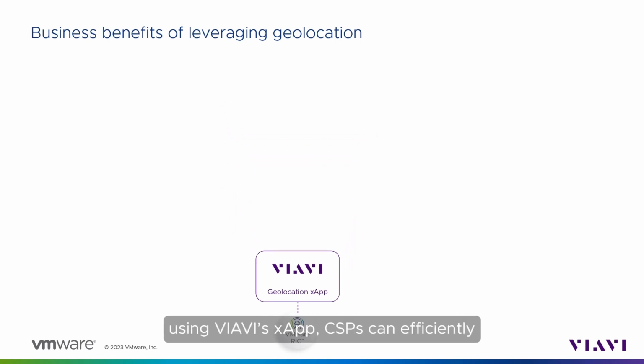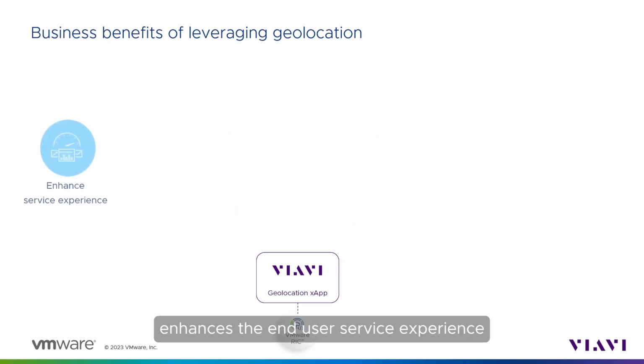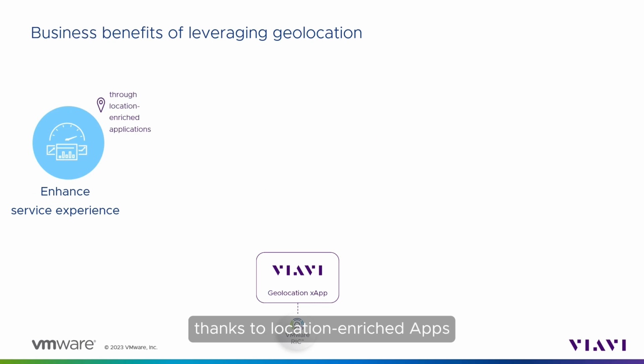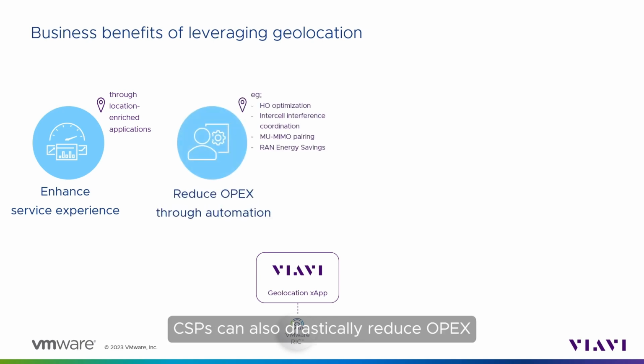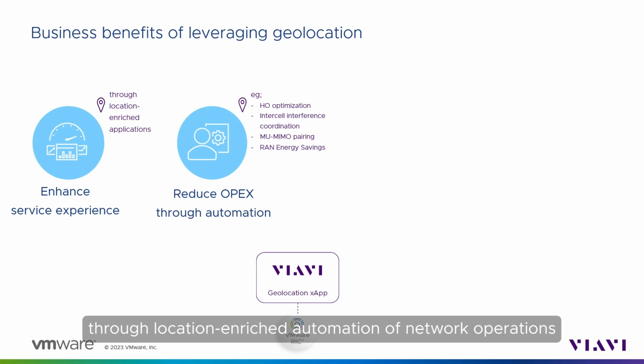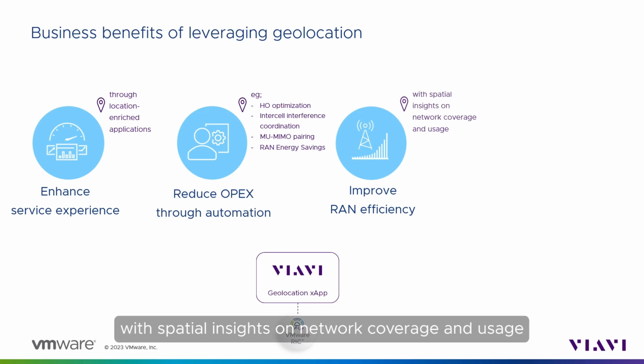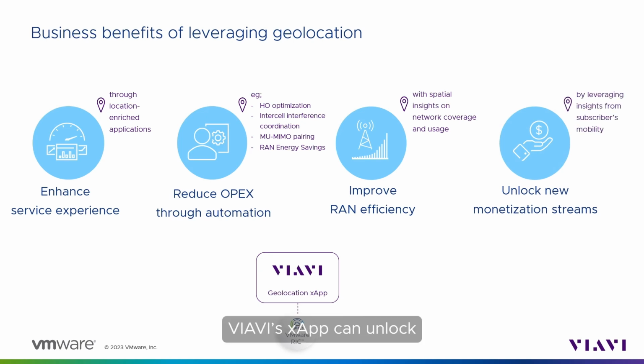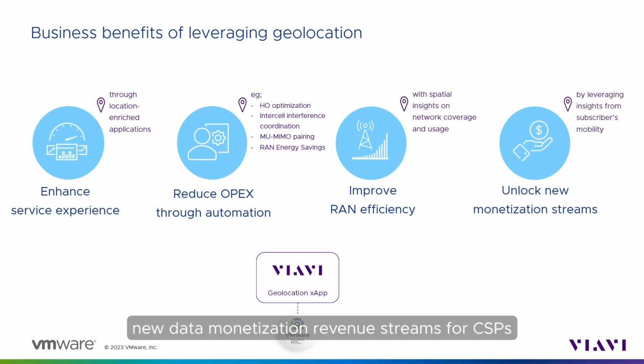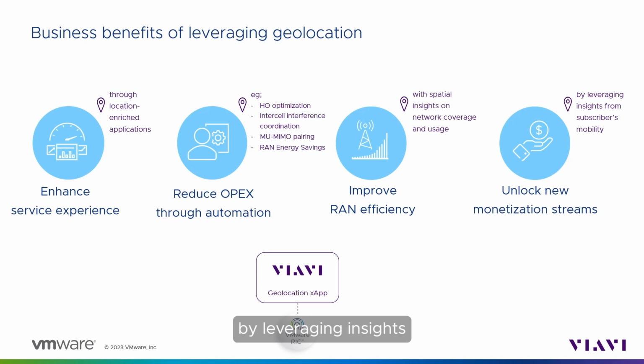Using VIAVI's xApp, CSPs can efficiently enhance the end-user service experience thanks to location-enriched apps which take better and informed subscriber-centric decisions. CSPs can also drastically reduce OpEx through location-enriched automation of network operations, and can improve overall spectrum and RAN energy efficiency with spatial insights on network coverage and usage. And finally, VIAVI's xApp can unlock new data monetization revenue streams for CSPs by leveraging insights from subscribers' mobility.